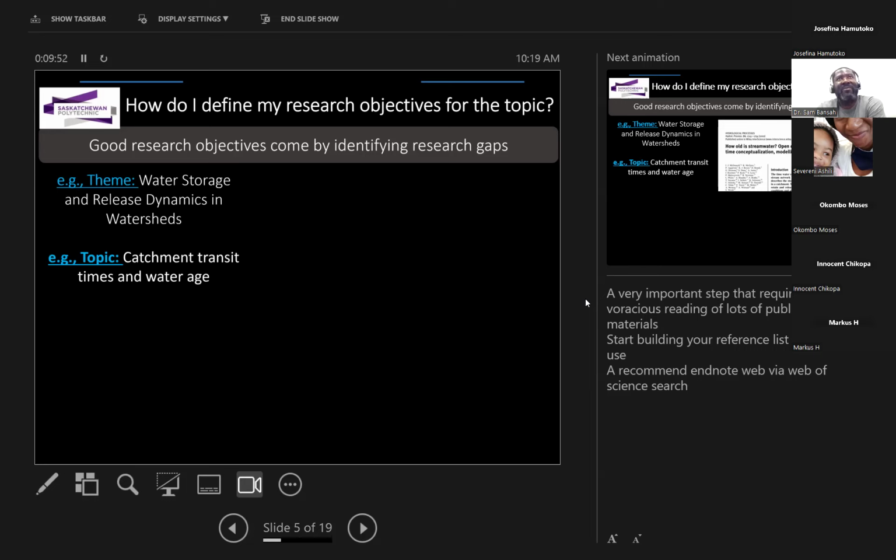As an example, we have here a research theme, in a broader sense, water storage and release dynamics in watersheds. And then the topic that we can get from it is catchment transit times and water age. Okay, so that's our topic, catchment transit times and water age. Where do we start from? How do we approach this? People struggle with where to get materials from. What do I read? Where do I start from? These are all questions that come to us, right?